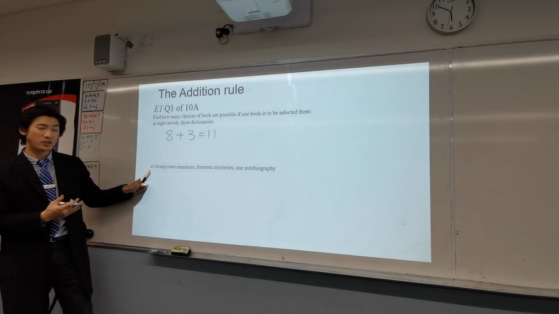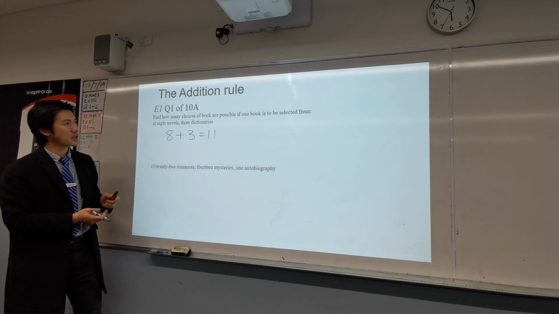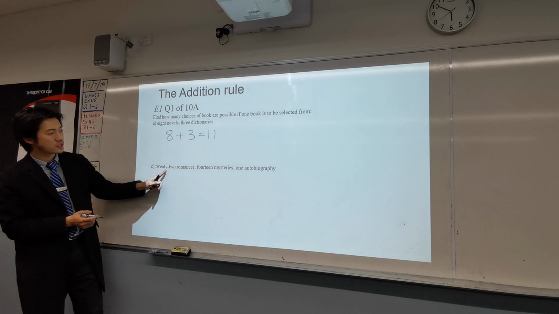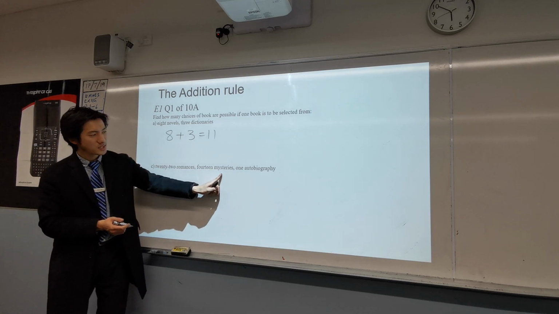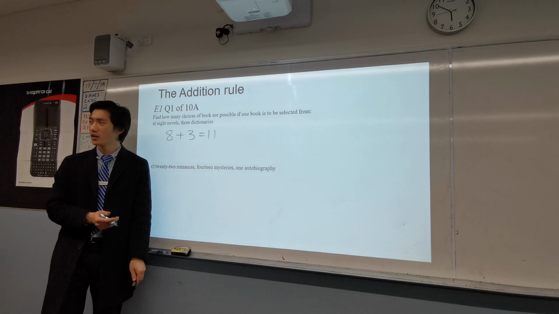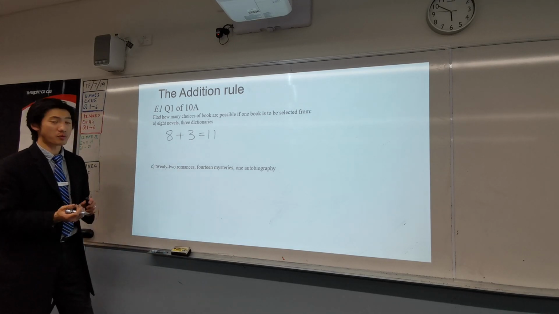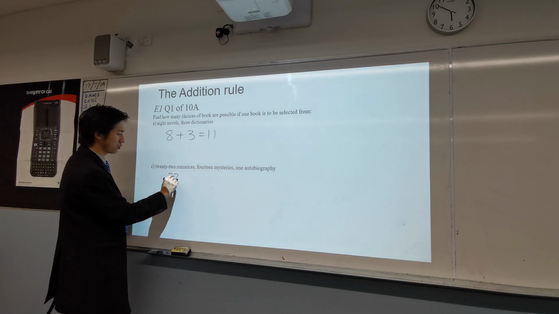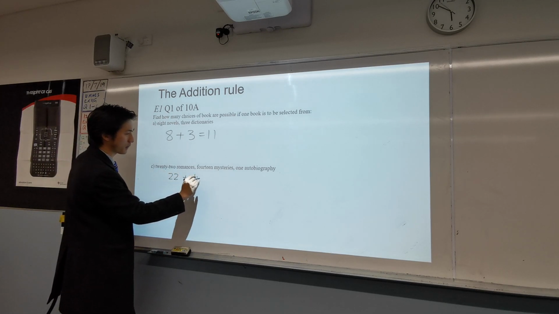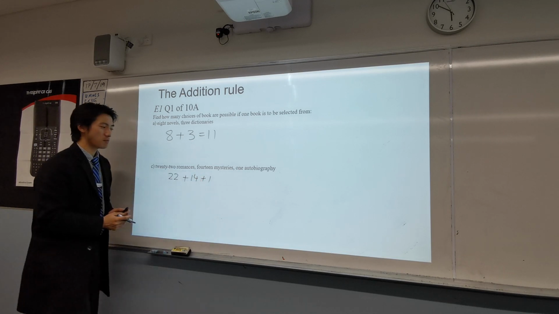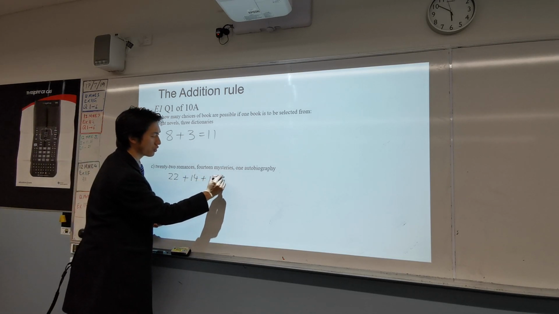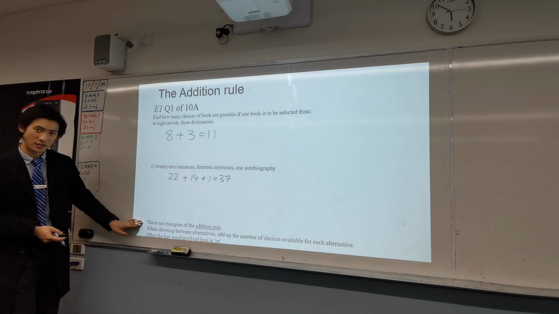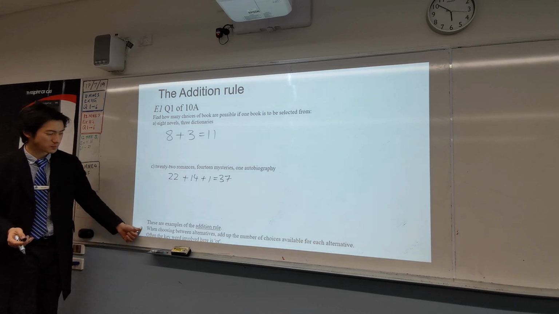In the second question, we're going to use some slightly higher numbers. How many choices of books are possible if one book is to be selected from 22 romances, 14 mysteries, and 1 autobiography? Once again, we consider the number of books in total. Because we're only selecting 1, we've got 22 and 14 and 1, which is 37 possible books to choose from. These are examples of the addition rule. So let's formalize our explanation.